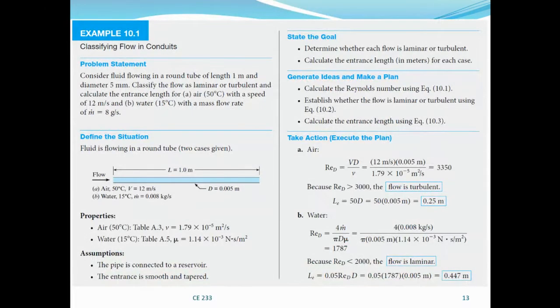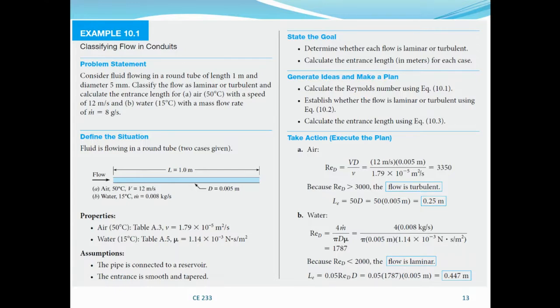Now, let's take some example here and see classifying flow in conduits. Consider a fluid flowing in a round tube of length 1 meter and diameter 5 millimeter. Okay, so this is the tube. The length is 1 meter and diameter 5 millimeter. Classify the flow as laminar or turbulent and calculate the entrance length for A, air at 50 degrees with a speed of 12 meters per second, and B, water at 15 degrees with a mass flow rate of 8 grams per second. So to classify the flow as laminar or turbulent, all we need to do is to find the Reynolds number and look at the value of the Reynolds number.